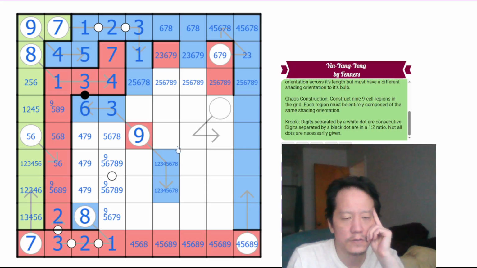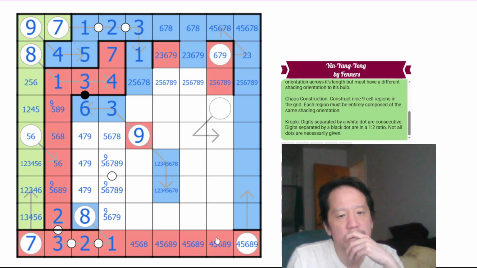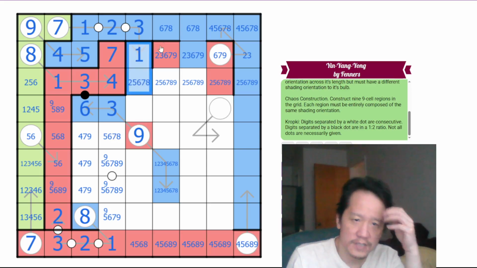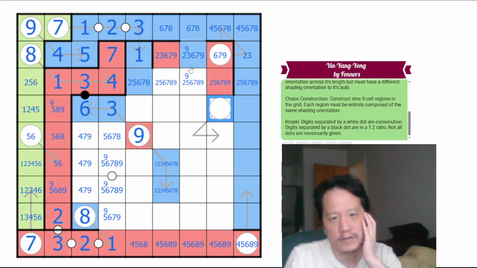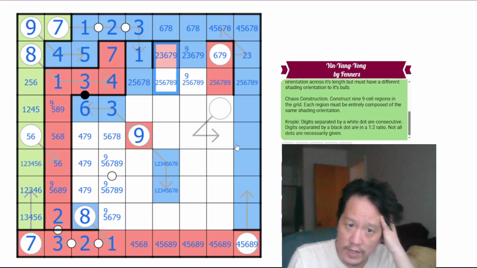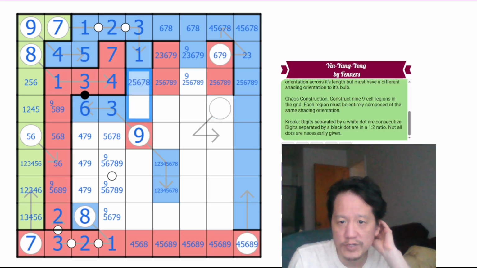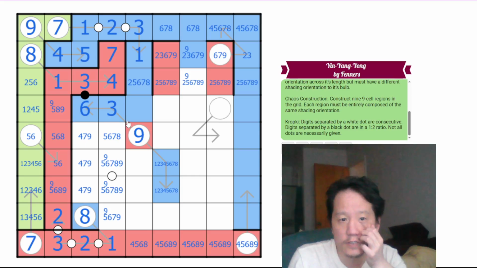Let's see. This is a separate region. We need a 9, so one of these two is a 9. We know that for certain. This one has to go up here because it's red. Therefore, this blue must connect this way. This is obviously a separate region. This is a separate region here.